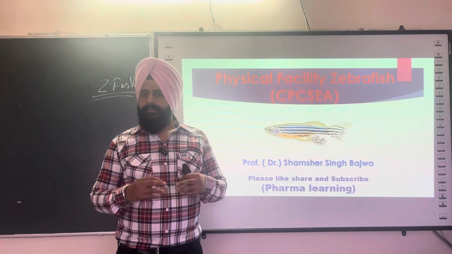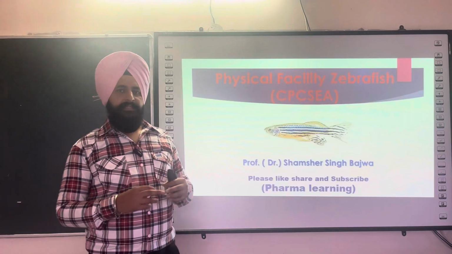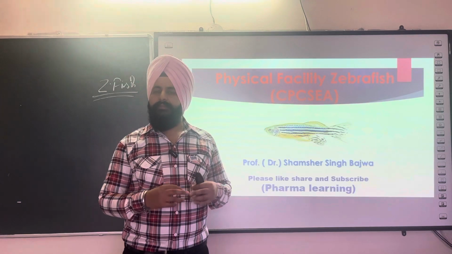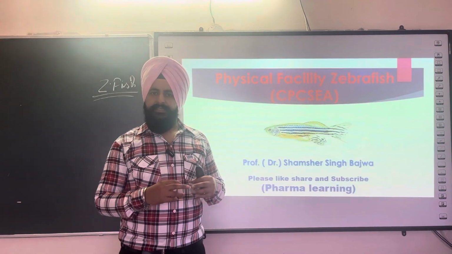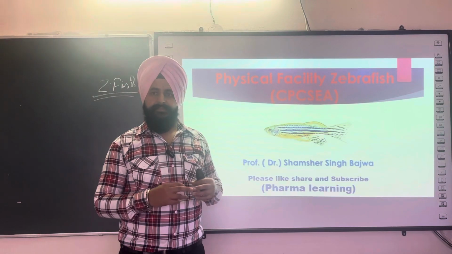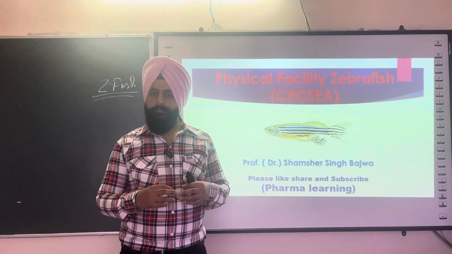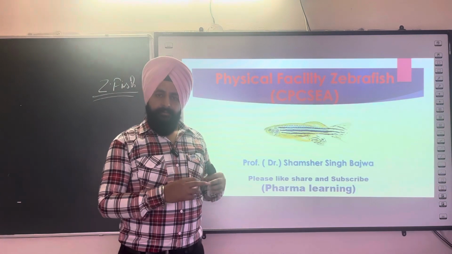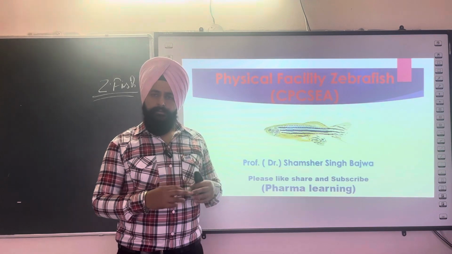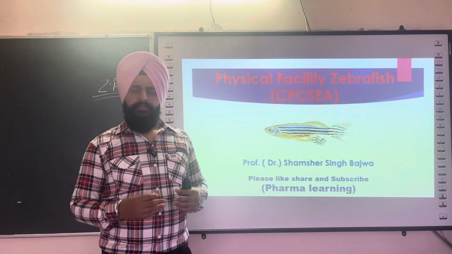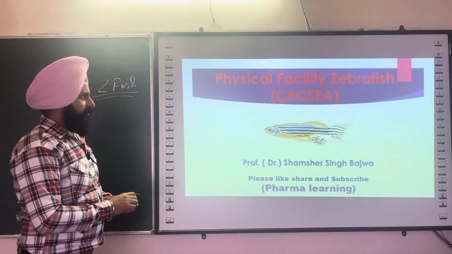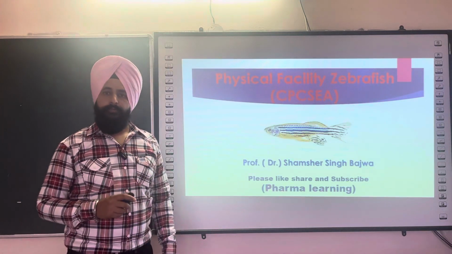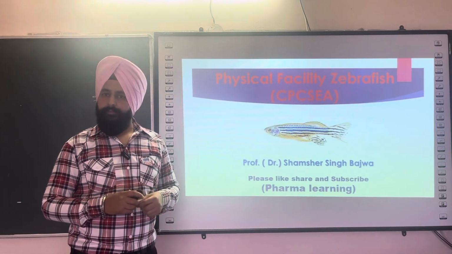So that's why nowadays most scientific labs prefer the zebrafish as an animal model, as a model to screen various drugs, the drugs which will be used as neuroprotective, hepatoprotective, or for so many other things. So how you can maintain the zebrafish, what physical facilities are required and to be maintained in your institutes.